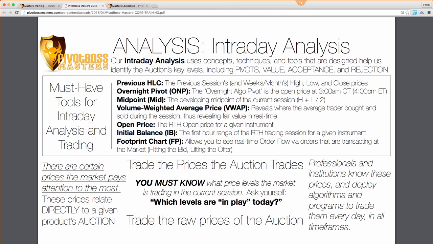The RTH open price for a given instrument, obviously this is a very, very important price, because it's basically the starting line. It's the starting line for any given day. And you can also look at the open price for a week or month, or even the open price for the year if you wanted to. But I usually focus on the open of a day. Again, these are prices that can be scalable to any of the time frames that you're looking to trade. But the RTH open is one that the market watches, because that's the starting price.